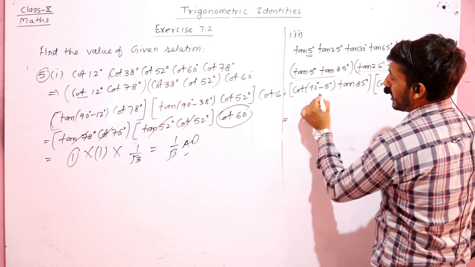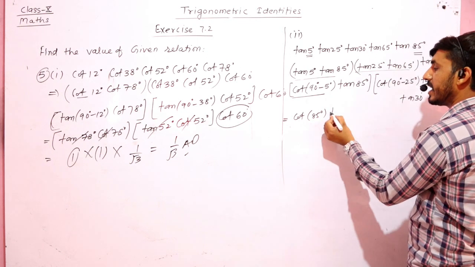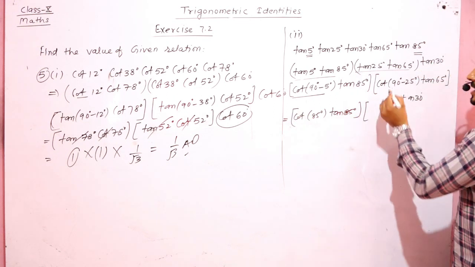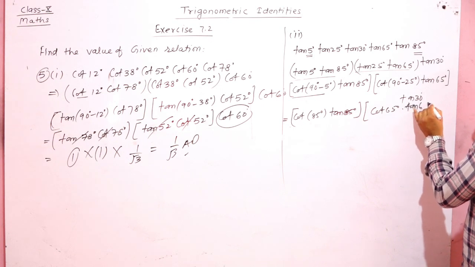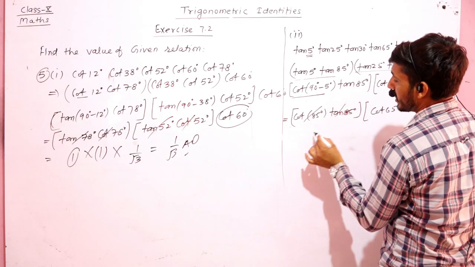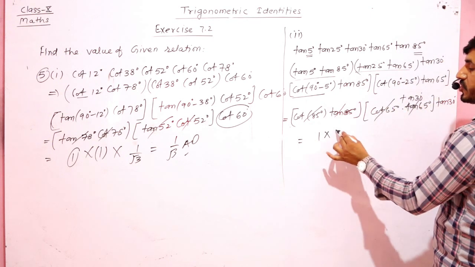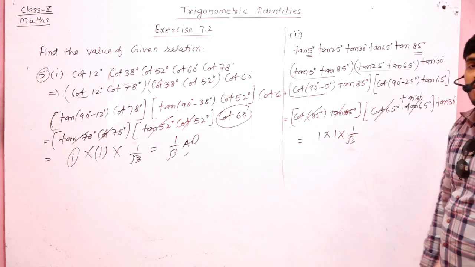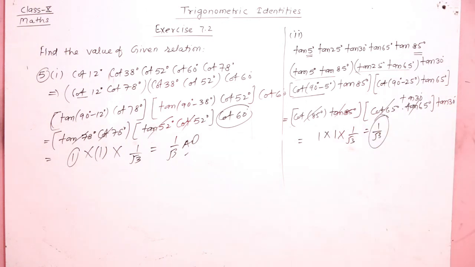So you can see, if we solve this, we will obtain cot 85 degree multiplied by tan 85 degree, into cot 65 degree multiplied by tan 65 degree, multiplied by tan 30 degree. These two terms cancel each other, so we obtain 1 here, and these two terms cancel each other, so we obtain 1 here, and here tan 30, and we know its value is 1 by root 3, so we obtain 1 by root 3. Okay, write down.